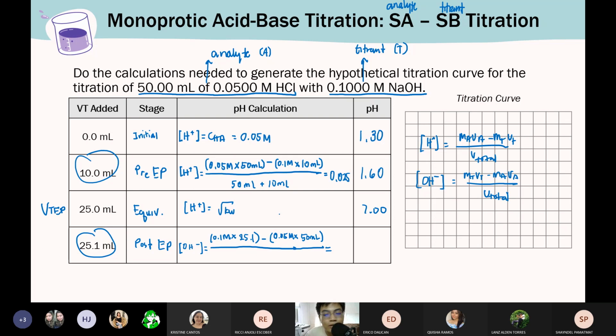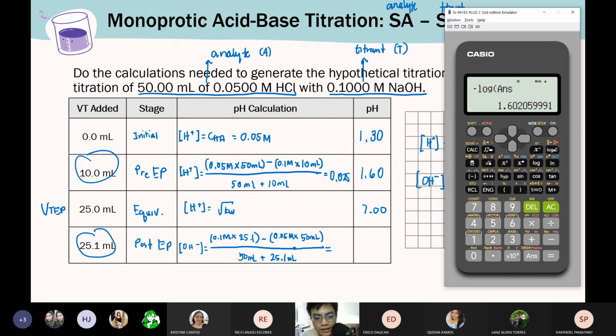No? So, the volume total is 50 ml analyte plus 25.1 ml titrant. Okay? So, yun yung volume total. Analyte plus the titrant. Okay? Pag may gusto kayo i-clarify, sabihin nyo lang sa chat box, ha? Huwag kayo mahiya. Unti-unti lang naman tayo dito.